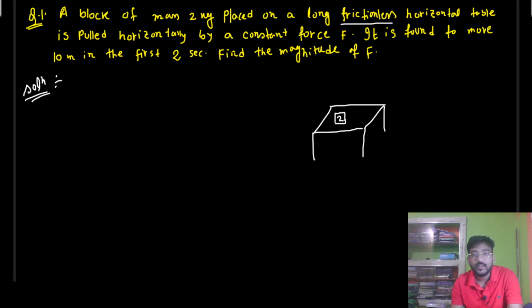It is pulled horizontally by a constant force F. Suppose the constant force F is acting on this object. It is found to move 10 meter in the first 2 seconds. Now find the magnitude of the force. So we have to find out the magnitude of this force.